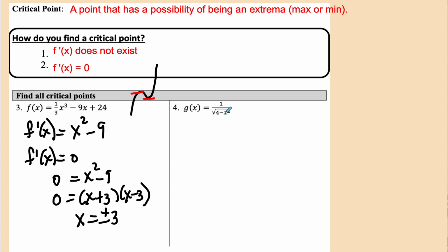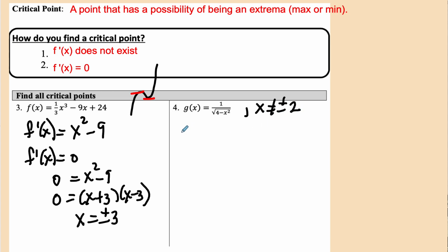Okay, let's take a look at this problem. We want to take a look at when we can find our critical points. Now, before we go any further, let's make sure we understand that x cannot be plus or minus 2. That is not in the domain. So we know we don't have points in that location.